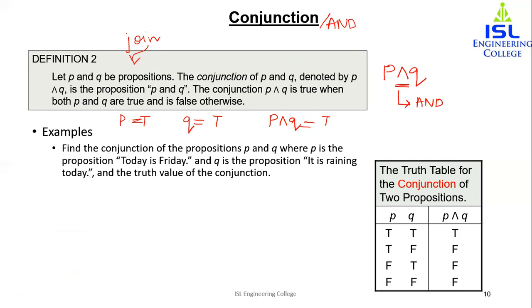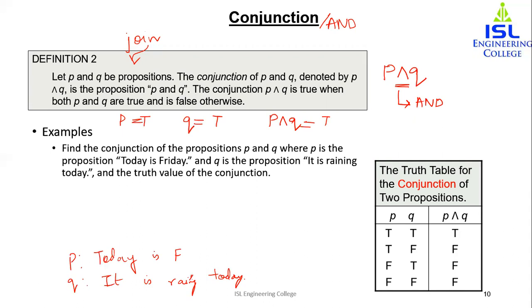Next, let's see an example. Find the conjunction of the propositions P and Q, where P is the proposition "today is Friday" and Q is the proposition "it is raining today." Let's write it below. P: today is Friday. Q: it is raining today. I'm just putting an apostrophe so that you can understand the full form. You have to find the conjunction of the propositions.